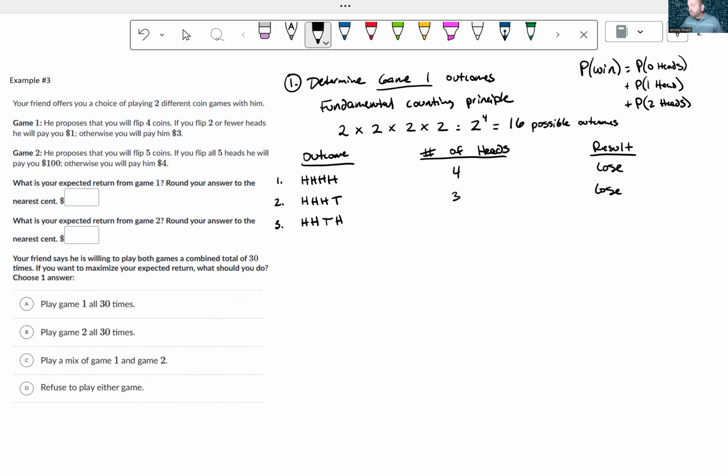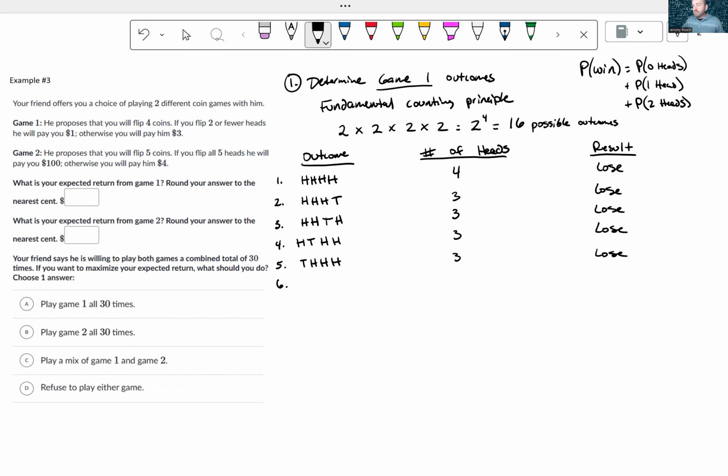Right now, I'm just doing 3 heads, or 4, 3, and then write all the ones that have 3 heads, all the ones that have 2 heads, all the ones that have 1, and so on. So this one has 3 heads, and we would lose also. 4 is heads, tails, heads, heads. 3 heads, we lose. Okay, tails, heads, heads, heads. 3 heads, we lose.